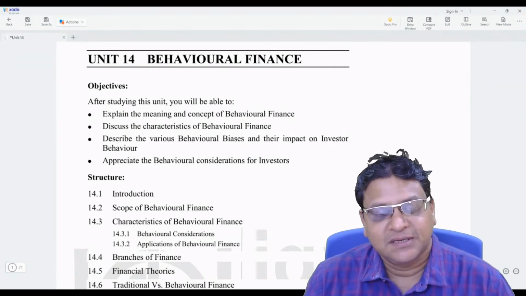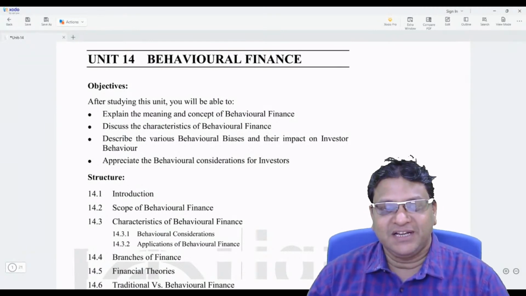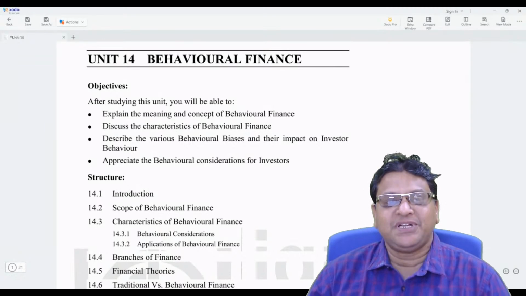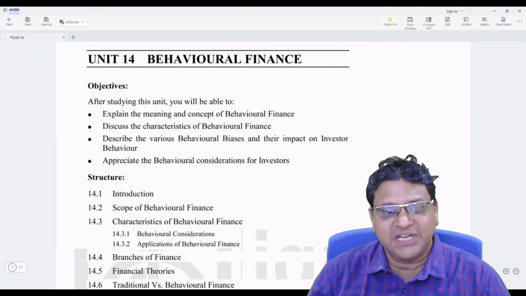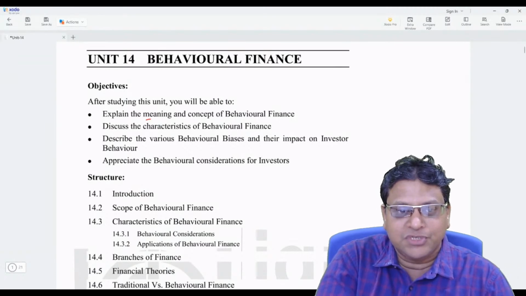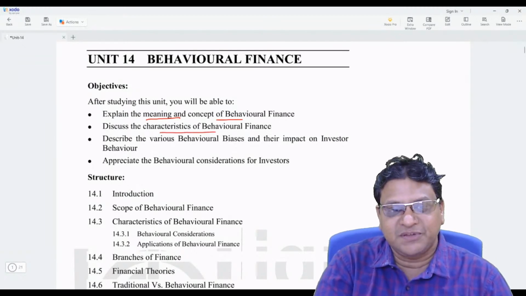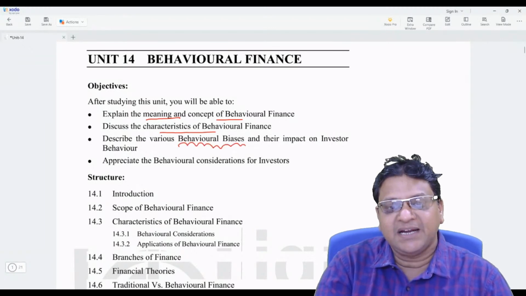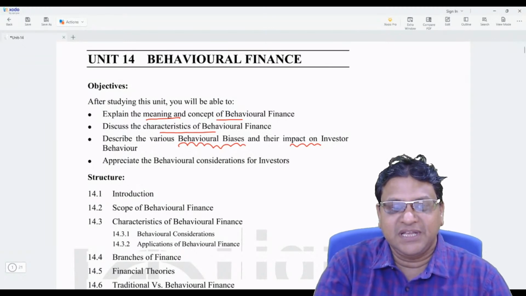Good afternoon, friends. In today's class, we will discuss a new concept of finance, that is behavioral finance. Before discussing behavioral finance, let me first tell you what will be the objectives of our class discussion. First, we will discuss the meaning and concept of behavioral finance. Next, we will discuss different characteristics of behavioral finance. Next, we will discuss different behavioral biases and their impact on investor behavior. At last, we will discuss the behavioral consideration for investors.